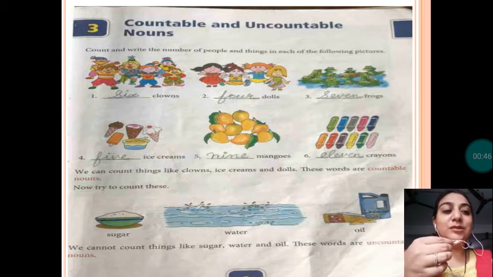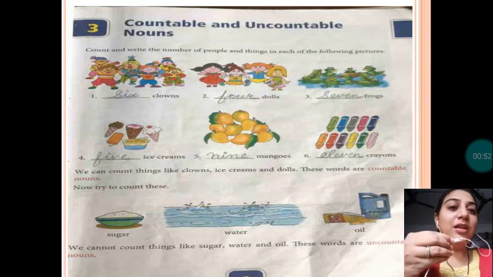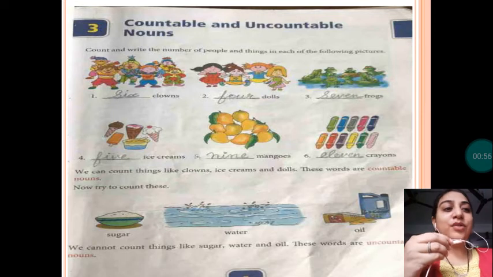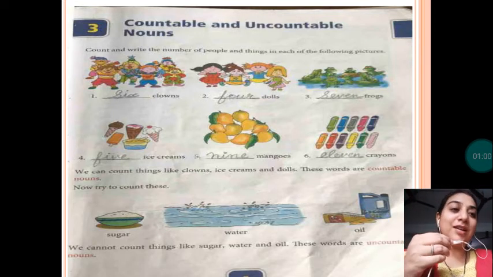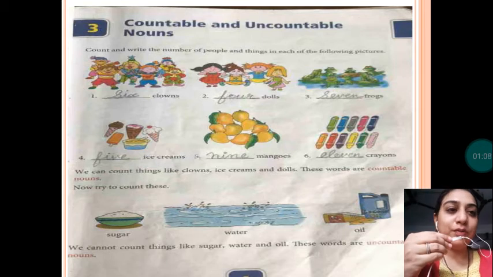Apple, pineapple. Whereas uncountable nouns are what? As you can see on the screen: sugar, water, oil. We cannot count each and every particle of sugar, so it's an uncountable noun. Water, we cannot count each and every droplet of water. Oil also, we cannot count each and every droplet of oil.